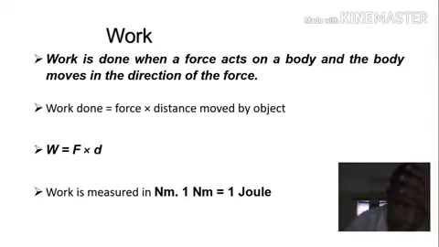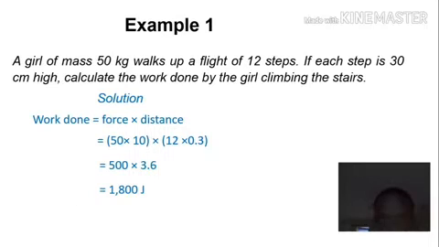The SI unit of work is joule or Newton meter. You can give the work as joule or Newton meter. Therefore, 1 Newton meter equals 1 joule.